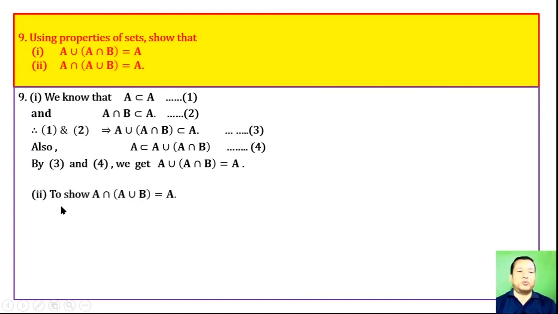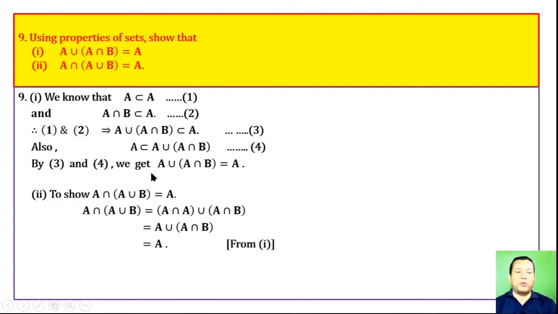For Roman number 2, to show A intersection (A union B) is A. A intersection (A union B) is (A intersection A) union (A intersection B). Replacing A intersection A by A, we get A union (A intersection B), which is A from equation 1. Hence, Roman number 2.